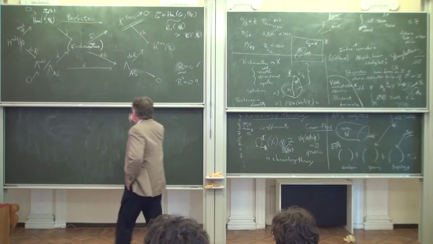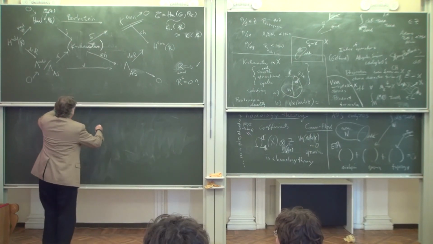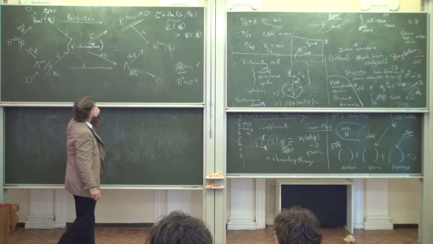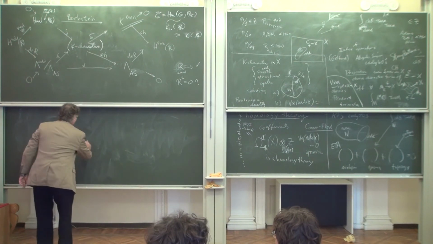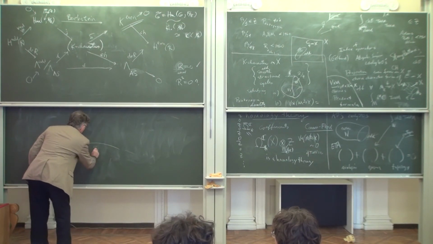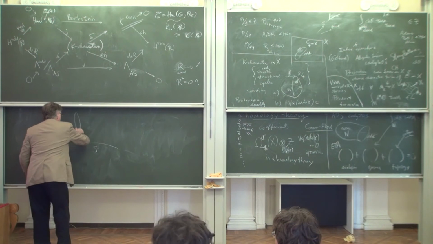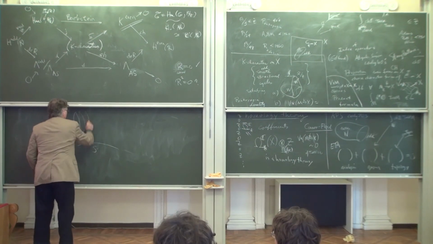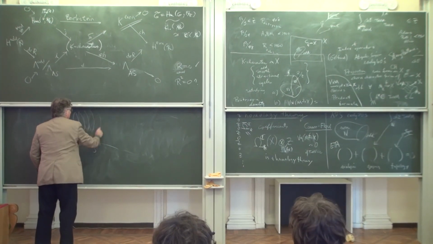So the idea is to get a family's index theorem. So suppose you have a family over S, and on the fiber you have complex manifolds. These are even dimensional manifolds.